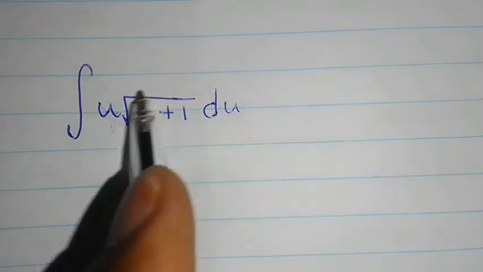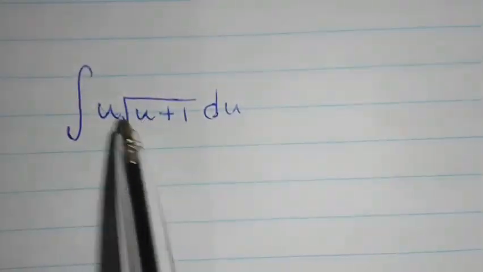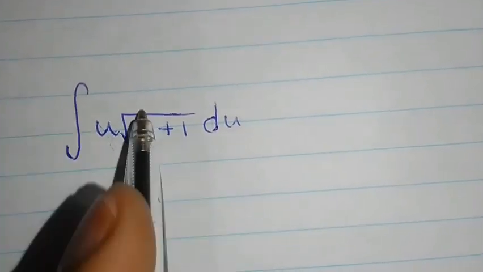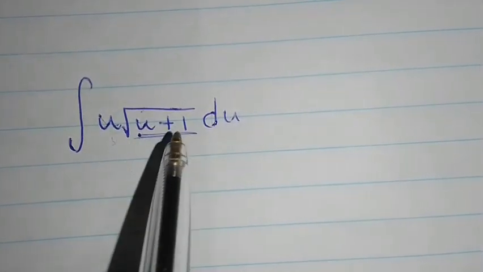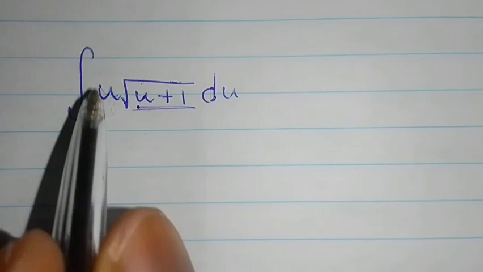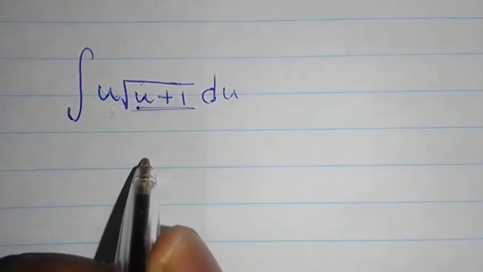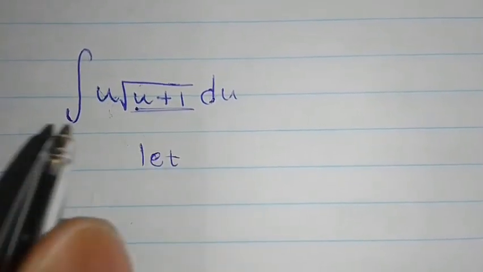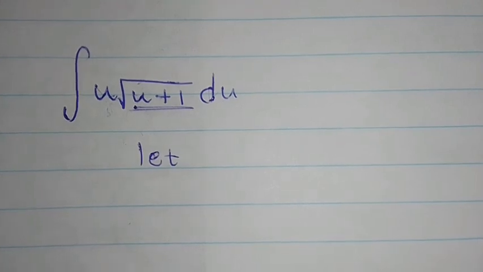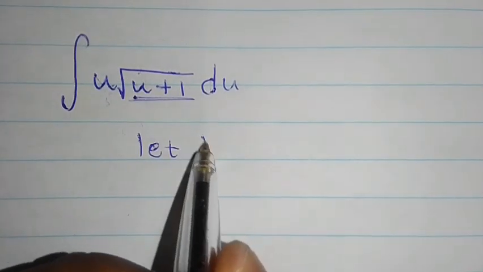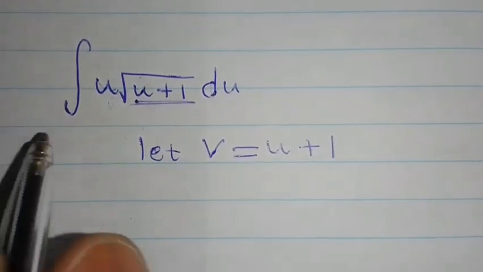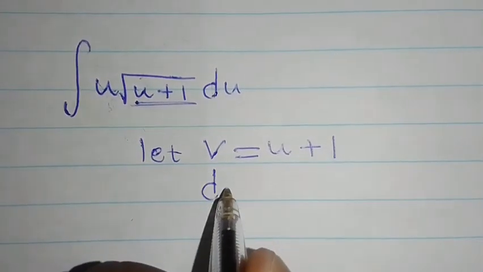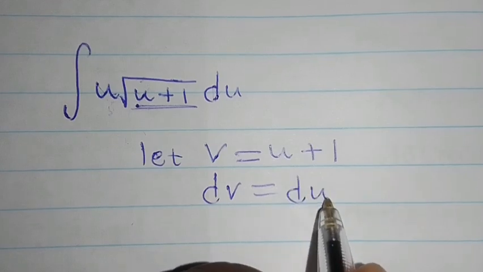But notice now that you have a composition of this. Then the only thing that makes it hard to integrate is u plus 1. So let's substitute that in. Let v, or any other variable, you can use any other variable. Now let v equals u plus 1. Then dv is equal to du.